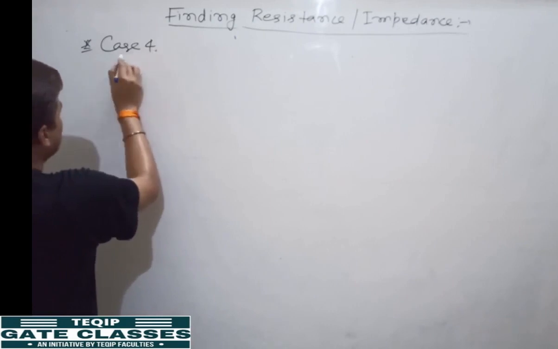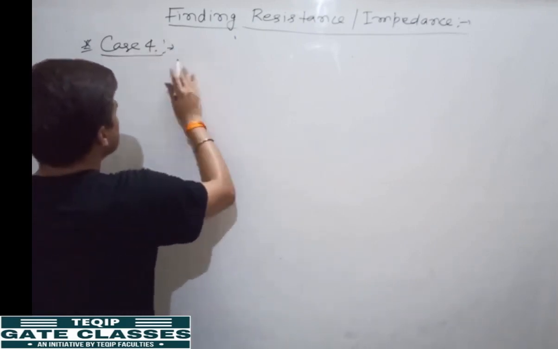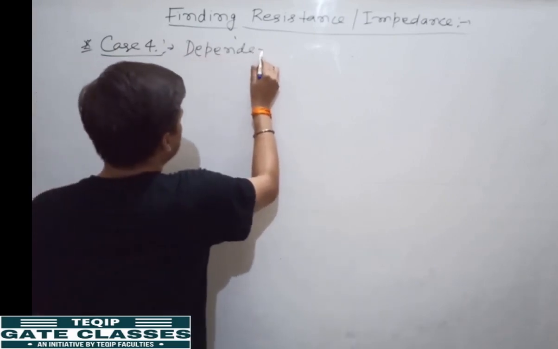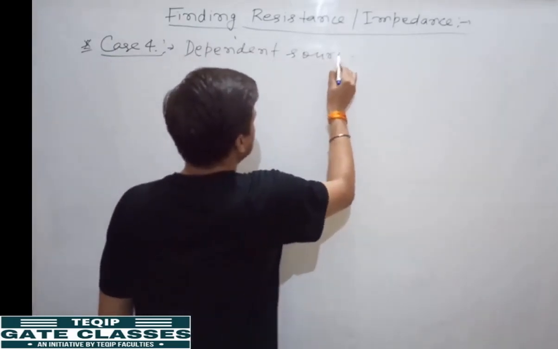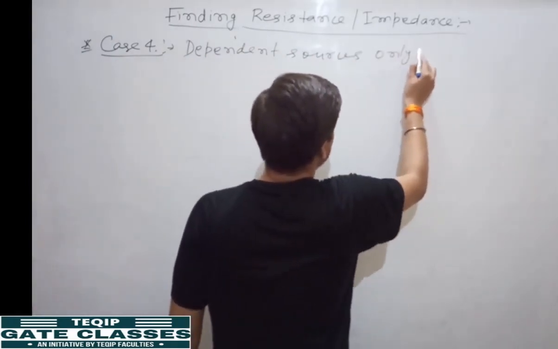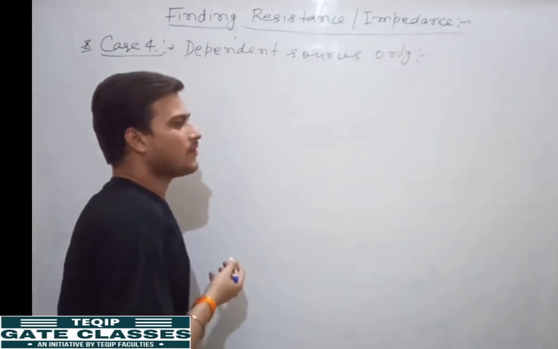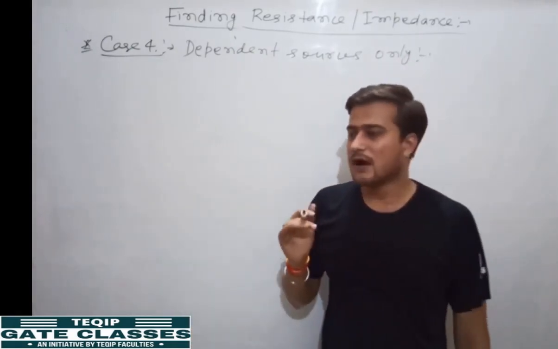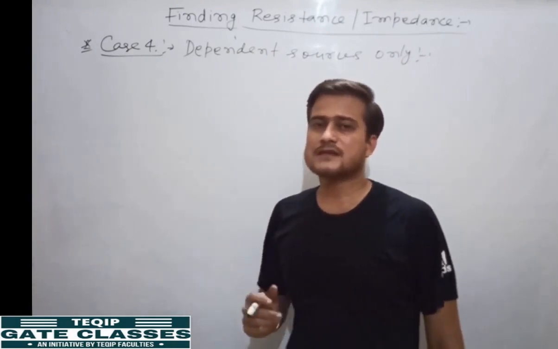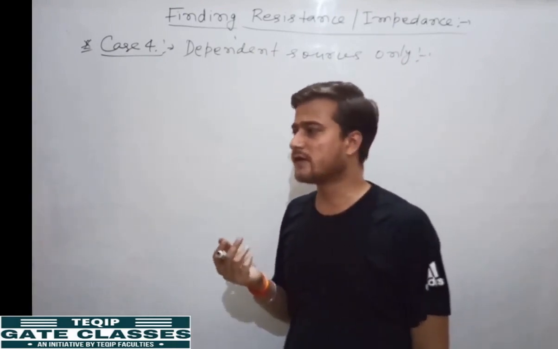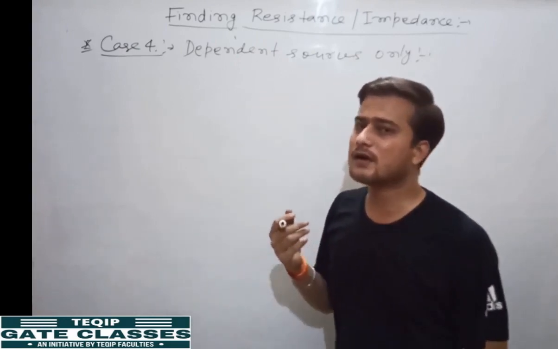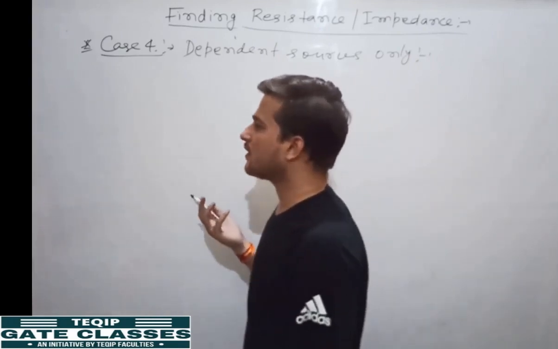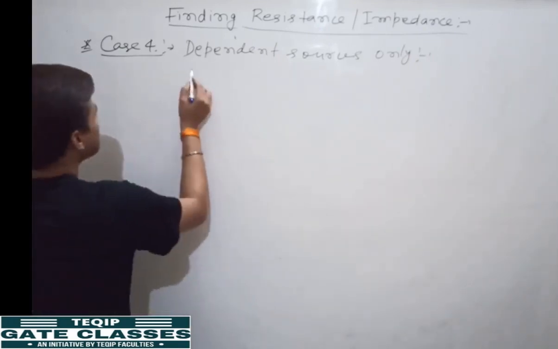Case 4, dependent sources only. So if only dependent sources are present, then what will you have to do? In the previous case, independent sources were present, so first you had to deactivate the independent sources. Now here independent sources are not present, so no need to deactivate. You have to simply do what? Simply what will you do?